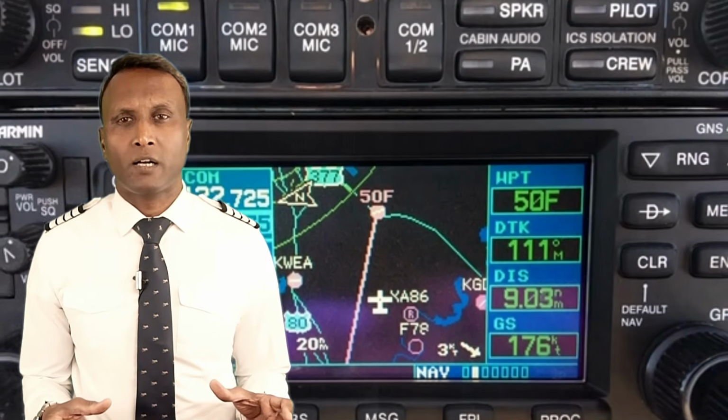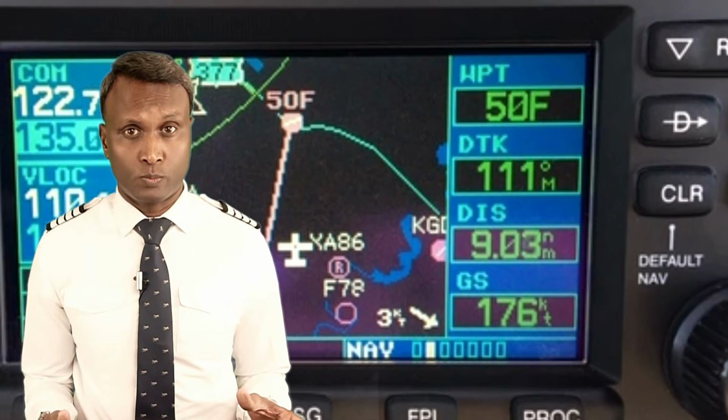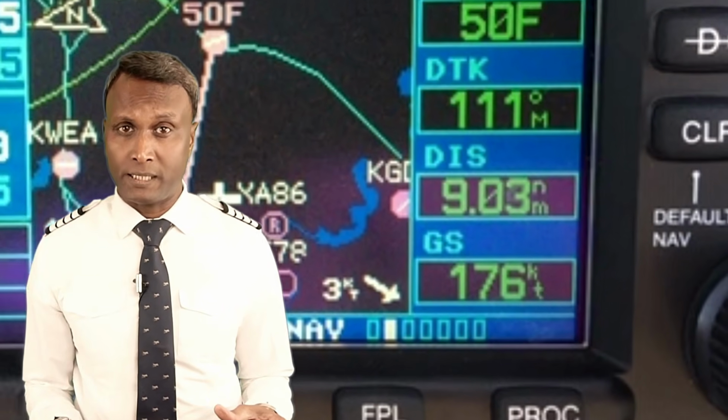Now, what else can you do if your static system or pitot tube is blocked? For example, what if your airspeed indicator becomes unreliable because of a pitot tube blockage? This is where additional actions come into play. If your aircraft is equipped with GPS, it can be a helpful tool. While it doesn't give you airspeed, it does provide ground speed.